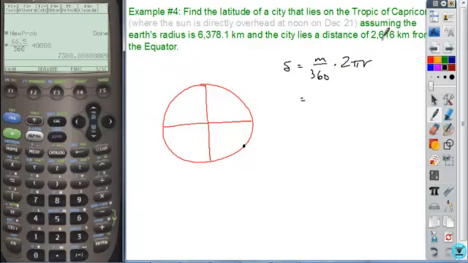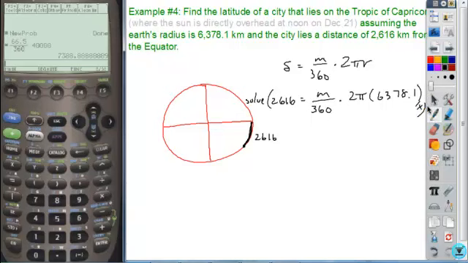Okay, and so when we set this, we know that this distance from the equator, right here, is 2616. So that is our S value, right? That's our arc length. Okay, we don't know our M value, so we're going to leave that as our variable, and then 2 pi, our radius was given. And so if we solve this equation for M, we could do it a couple different ways. You could do it manually, or you could use the solve feature of your calculator. Okay, so I'm going to set it up using the solve feature.